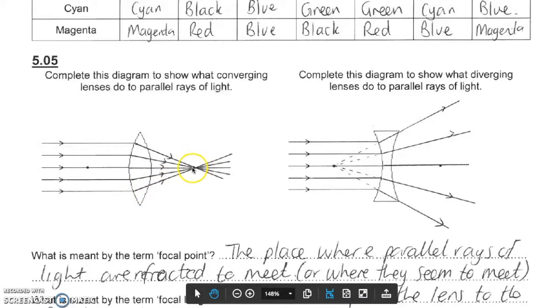Same thing happens down here, and eventually we're going to get what we call a focus point. And the focal length is going to be the distance from the midpoint of this lens to this focus point here.